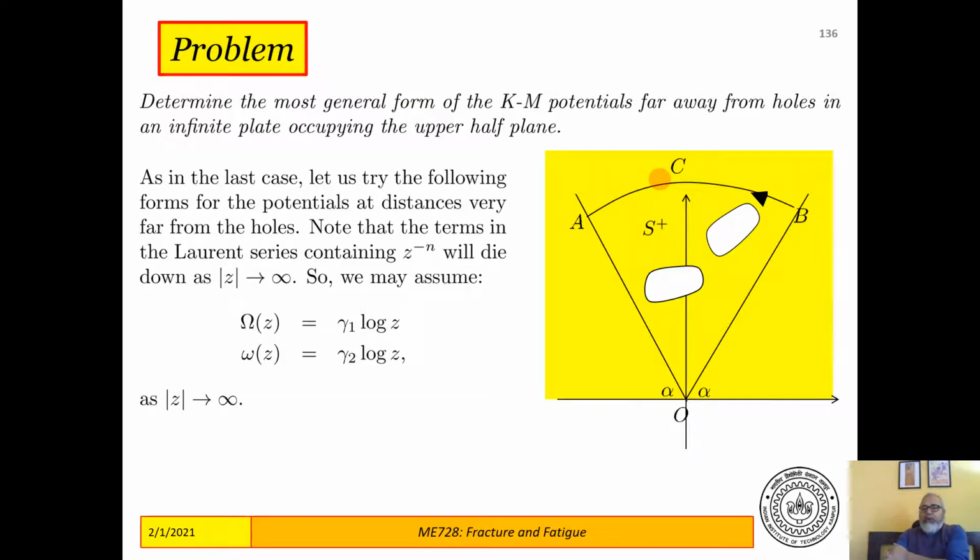Obviously, just like in the full plane problem, we can take the functions to have this log z form, because log z we know is going to give us 2 pi i if I integrate it around the origin. And these are very far away from the holes, so log z is fine. We have to determine gamma 1 and gamma 2. In order to determine gamma 1 and gamma 2, we are going to evaluate the load on this contour, the total load on this contour.